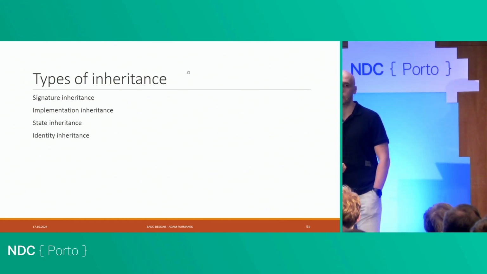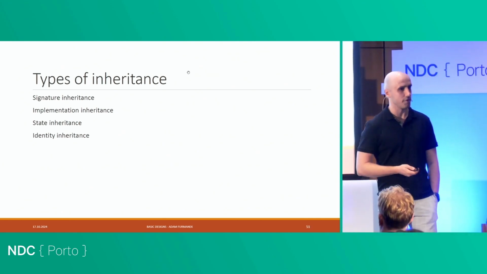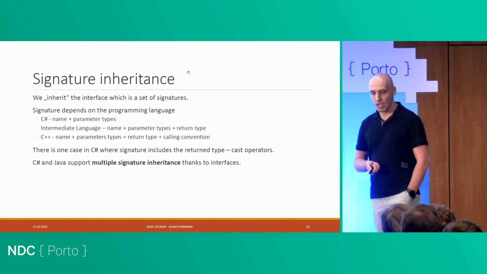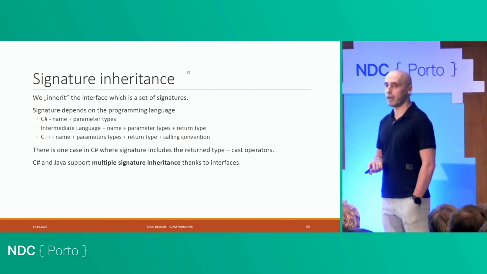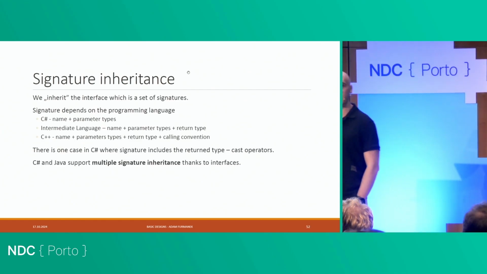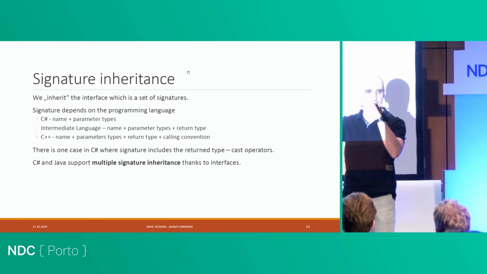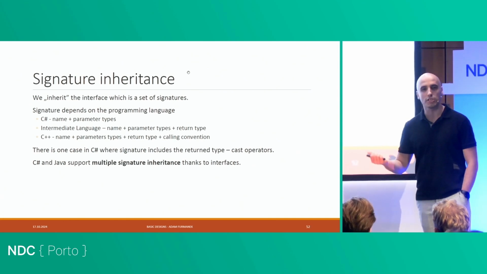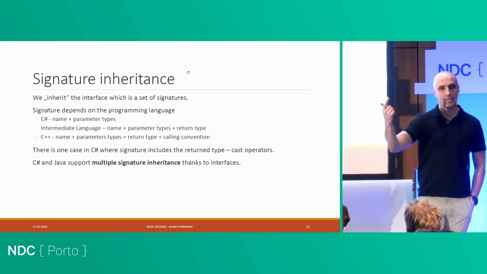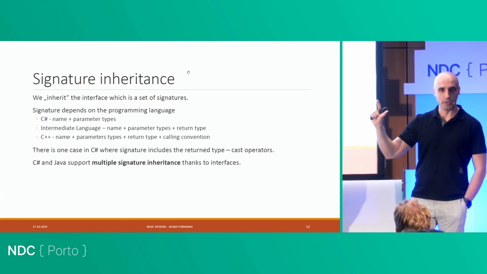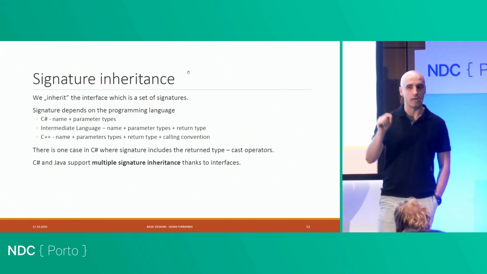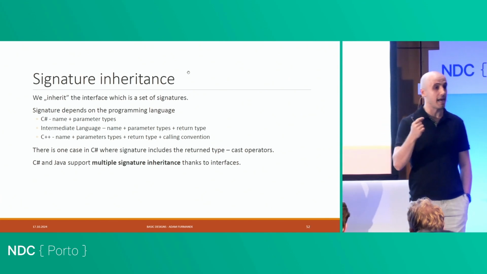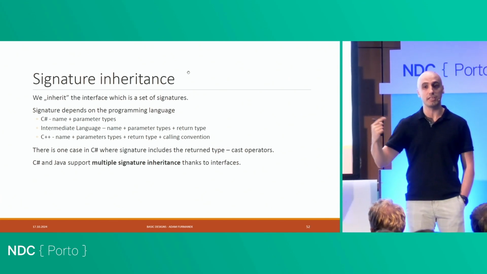Actually, there are different types of inheritance if we take a look from a theoretical point of view. So we have signature inheritance, implementation, and other. Let's see them one by one. Signature inheritance is when we inherit the interface, the set of method signatures or method declarations, right? A method signature in C# is the name and the list of parameters, and that's it. Return type is not a part of the method signature in C#. Interestingly enough, it is a part of a signature in the intermediate language.